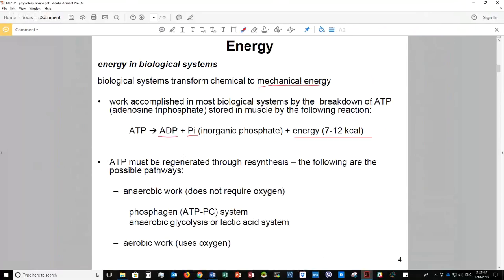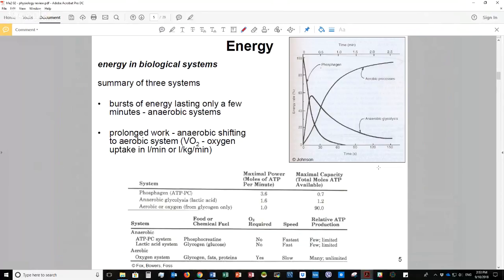ATP has to be regenerated through resynthesis, meaning we break it apart, and then if we want to use it again, we got to turn it back into ATP. And so there's a process for that that works best when we have enough oxygen. That is called aerobic work. So when oxygen is available and present, then our body will use oxygen in that regeneration process of ATP. When it is not, then it's called anaerobic work. It does not require oxygen, and it is fast, but there are some downsides to that. Let's talk about those.